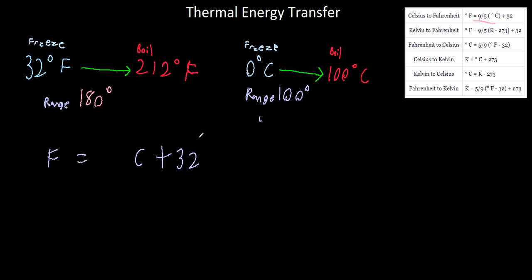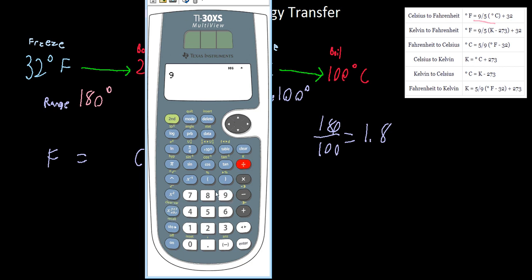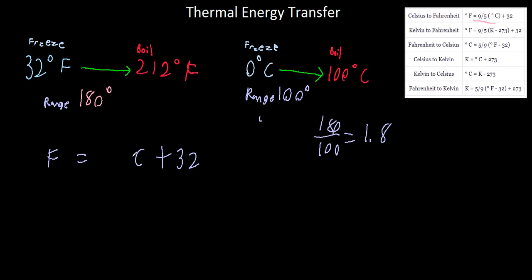Now, what about this 9 over 5? Where is that coming from? Well, if you look at the range, it goes 100 degrees up here. It goes 180 degrees up here. Well, that is just a ratio, 180 over 100. That equals 1.8. Where does this 9 over 5 come from? If you just type 9 over 5 into your calculator, you'll get 1.8. So we can see how this is 1.8 times Celsius, or 9 over 5 times this. So that's where this formula comes from.